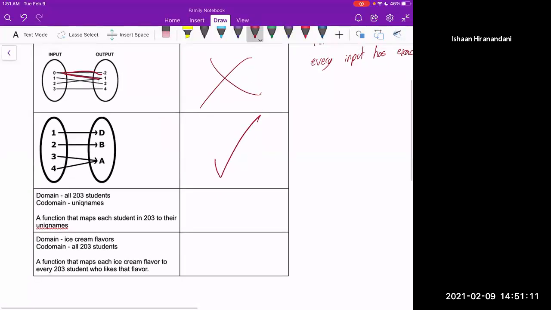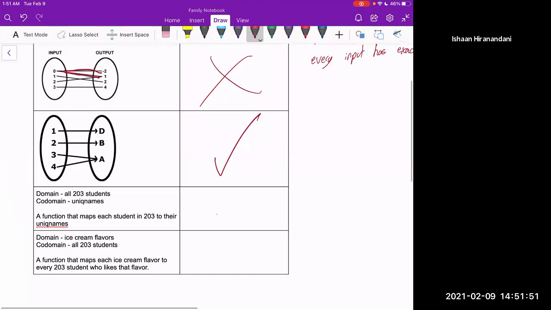So now let's look at the third example. In our domain, we have all 203 students. So that's you guys. And for our codomain, we have unique names. If you remember, unique names by definition are unique to every individual, and you are going to have exactly one unique name. You chose that when you entered this university. So because each input, you, maps to exactly one unique name, this is indeed going to be a function.